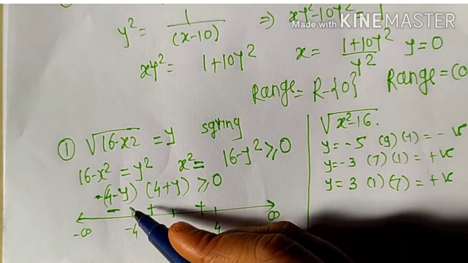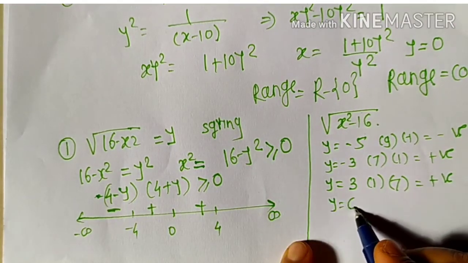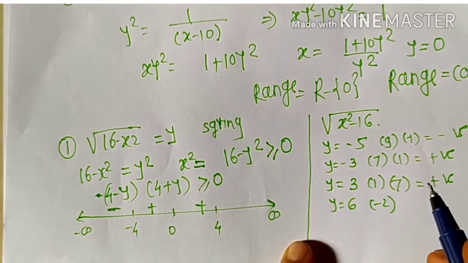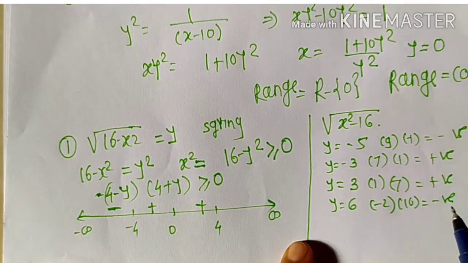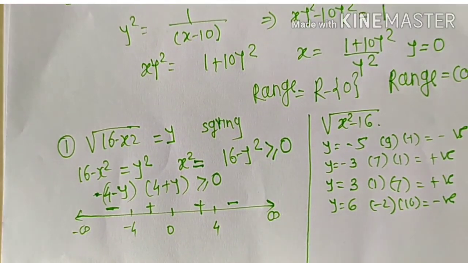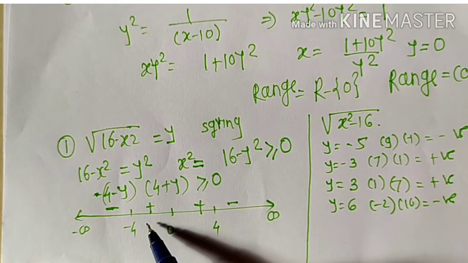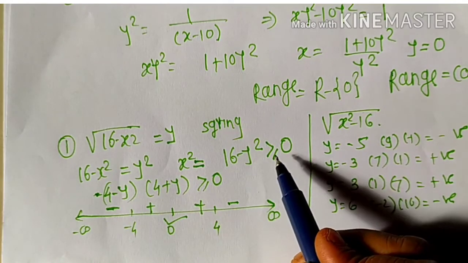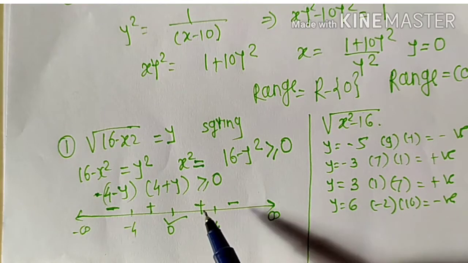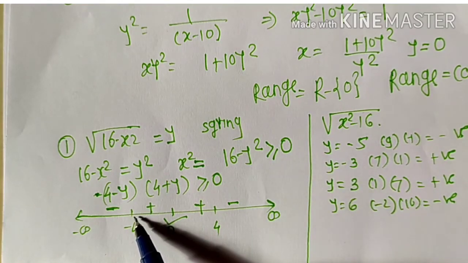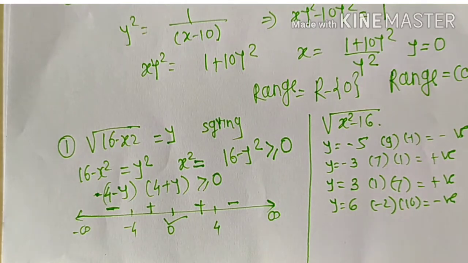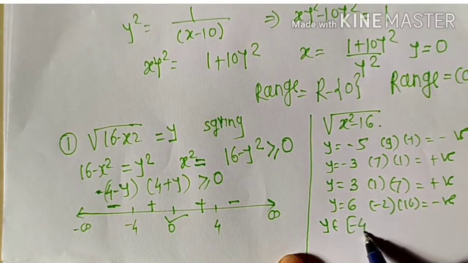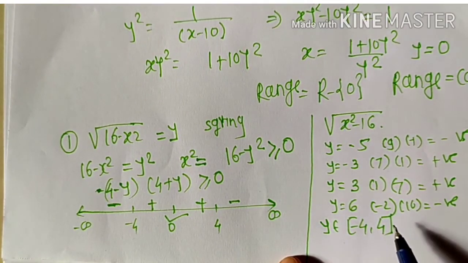Then for greater than 4, suppose y is equal to 6, we substitute: 4 minus 6 is minus 2, and 4 plus 6 is 10, that is a negative number. Okay, this is negative. You have to check this side. Then in which interval is it greater than or equal to 0? That is from minus 4 to plus 4. At minus 4 we get 0, at plus 4 we get 0, but we want greater than or equal to 0, so the interval from minus 4 to plus 4 is included. Therefore the range is y belongs to minus 4 to plus 4.